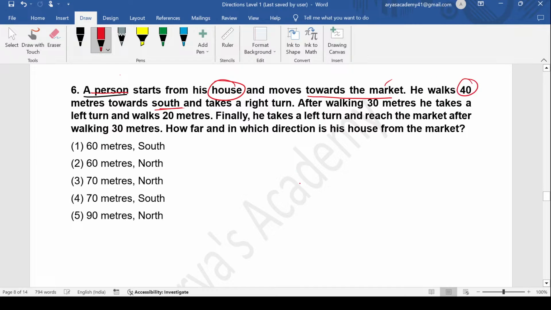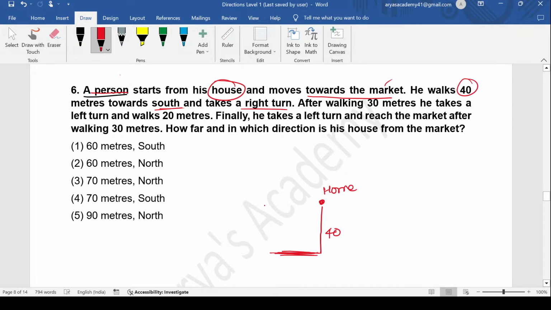So let us assume that this is the home. He started from his home and is walking towards south. He has gone in the south direction for 40 meters. Now he takes a right turn. While going towards south, if I take a right turn, I will be moving towards west. I'm going slightly fast because we have already explained so much, so that you'll understand what is right and what is wrong. I hope you are able to get me.